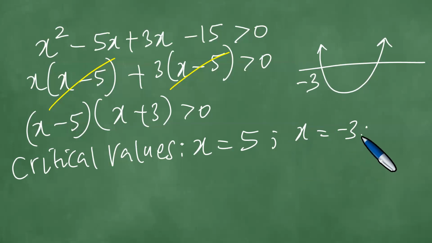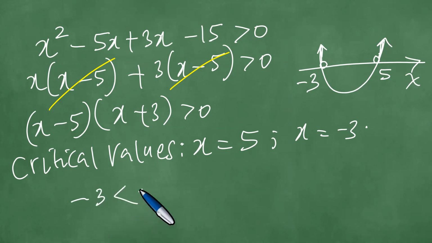So here you put minus 3 and you put 5 there, and this is the x line. Now we are looking for where the quadratic is strictly greater than 0. Greater than 0 is here above, and also here above. So in the end, you have minus 3 is less than x, less than 5.